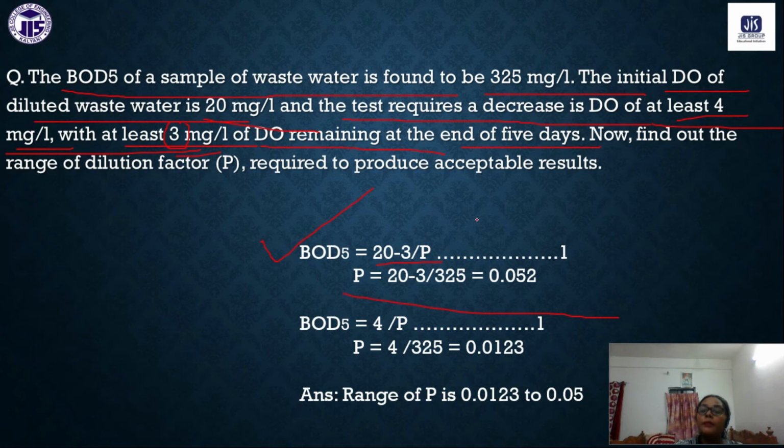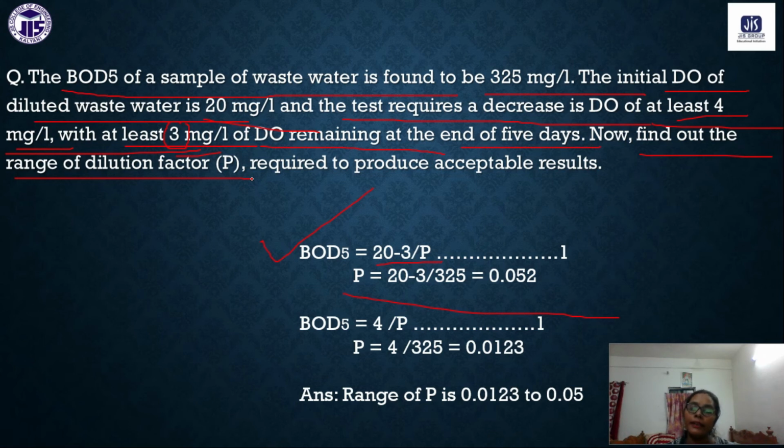Now, what do we have to find out? We have to find out the range of dilution factor. While you are having this type of question, the range of dilution factor, that means you have to find out two values of dilution factor. Like if your dilution factor, one value is 5 and one value is 6. So what will be the range of dilution factor?